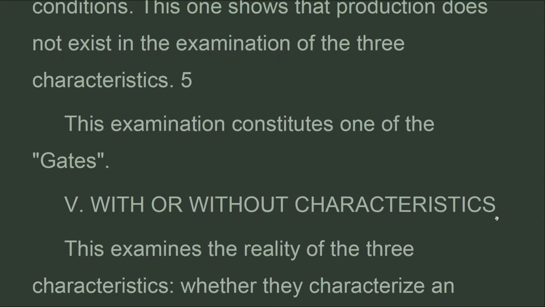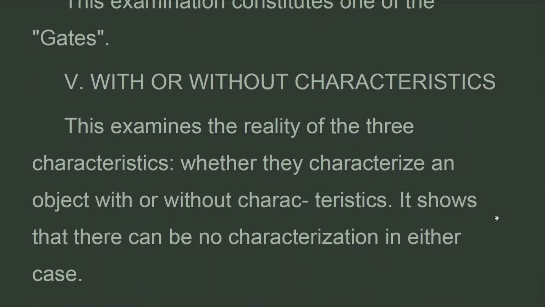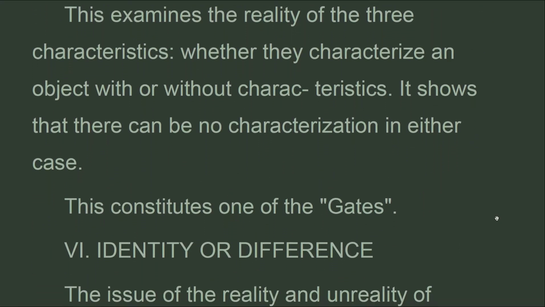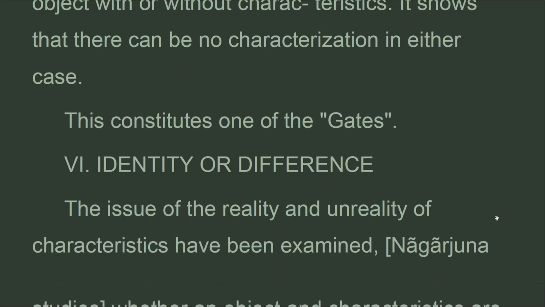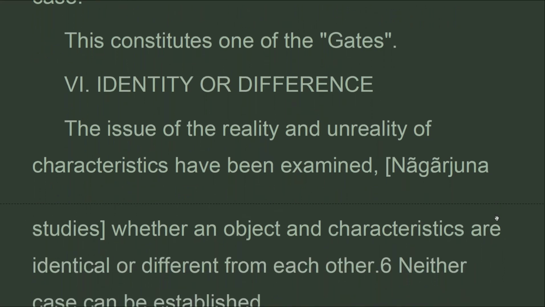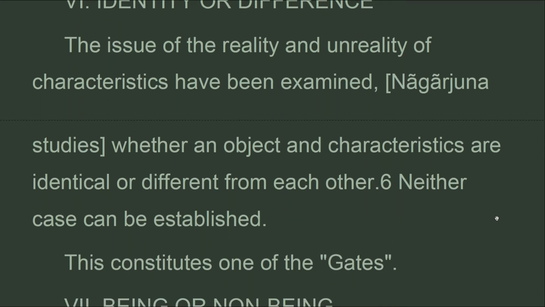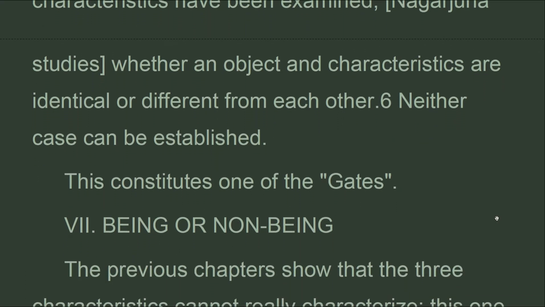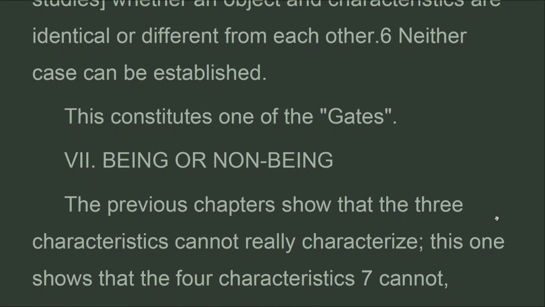5. With or without characteristics. This examines the reality of the 3 characteristics, whether they characterize an object with or without characteristics. It shows that there can be no characterization in either case. This constitutes one of the gates. 6. Identity or difference. The issue of the reality and unreality of characteristics have been examined. Nagarjuna studies whether an object and characteristics are identical or different from each other. Neither case can be established. This constitutes one of the gates.